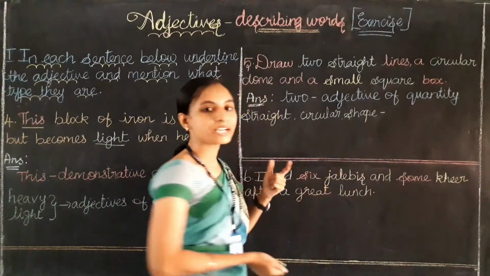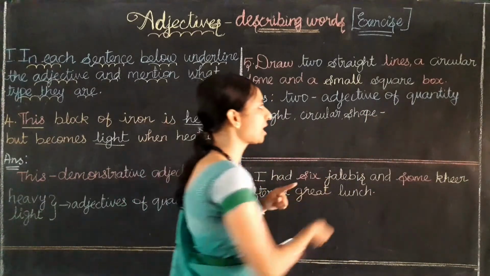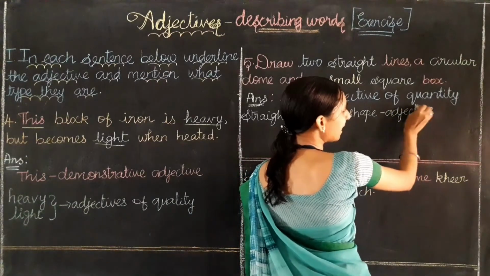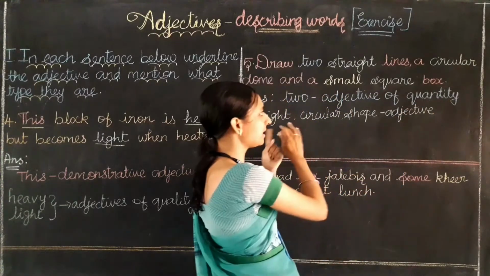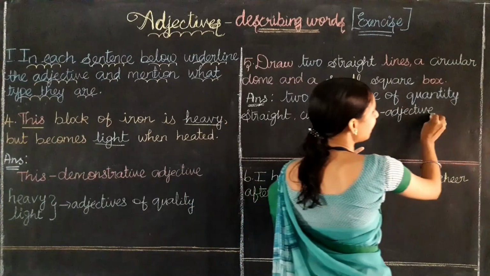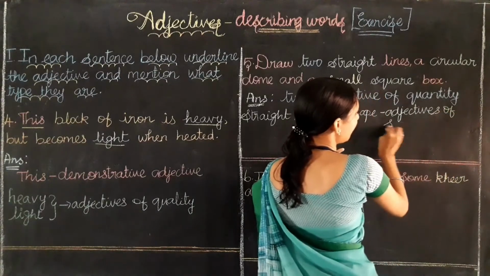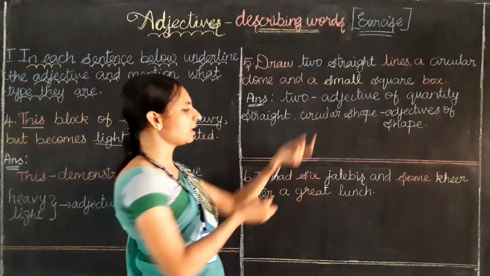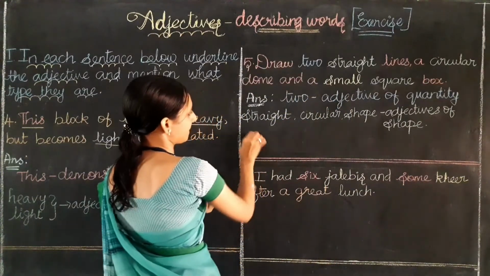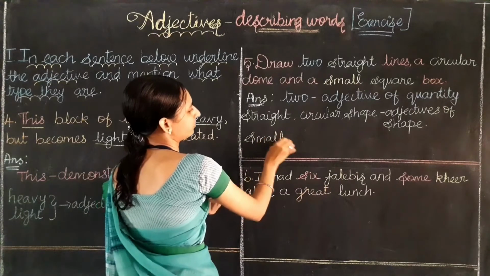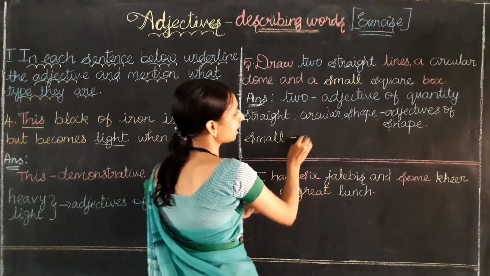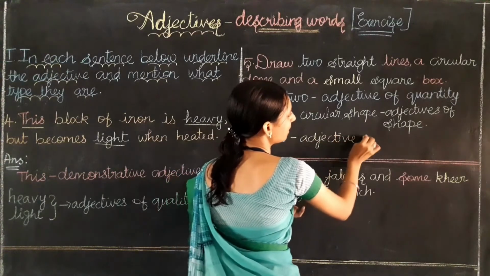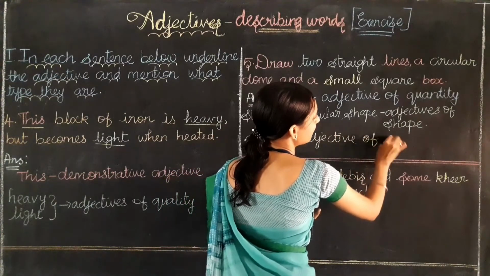These are the adjective of what? Yes, shape. Remember that these are the adjective of. Should I write adjective or adjectives? Yes, there are 3 adjectives. So I am going to add as adjectives of shape. Okay, and last small. Small will be the adjective of size. Let's talk about the size of the noun. Adjective of size.